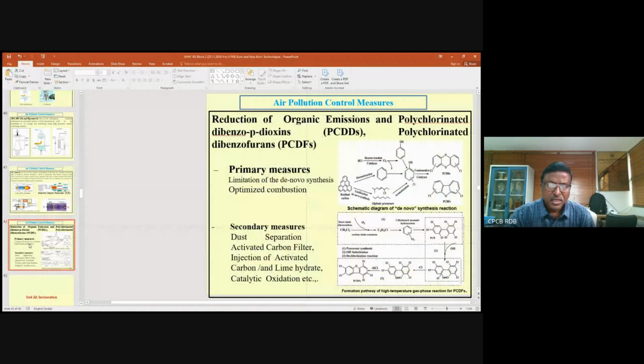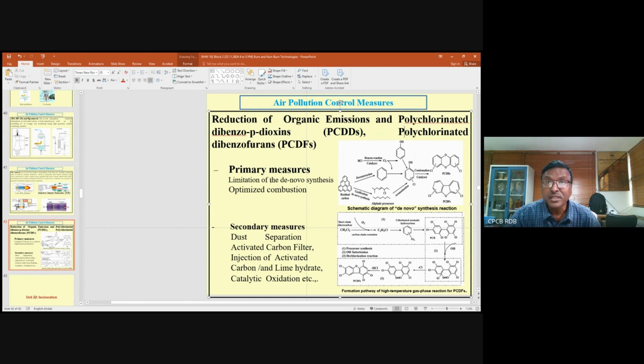And another most important thing is the reduction of organic emissions such as polychlorinated dibenzodioxins. Please remember this. What do you mean by PCDDs? They may ask about this. What do you call PCDDs? Therefore, you should be able to write polychlorinated dibenzodioxins. Whereas similarly, PCDFs means you have to write polychlorinated dibenzofurans. These are carcinogenic toxic gases which are generated in the incineration process under favorable conditions.